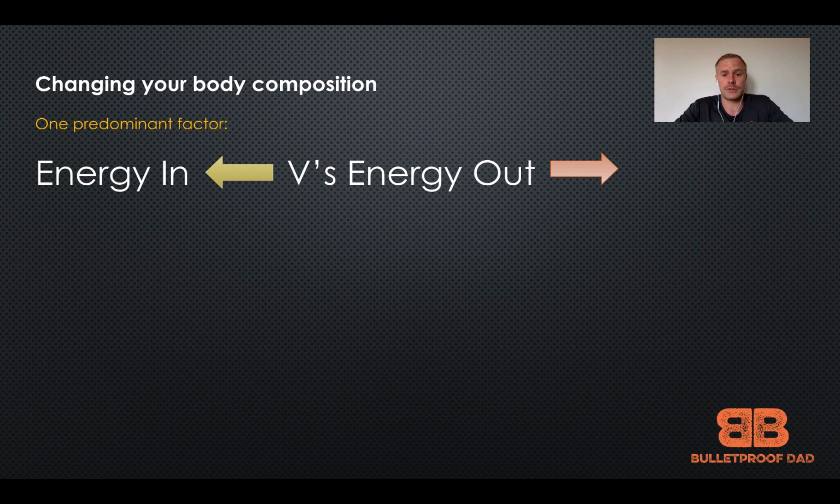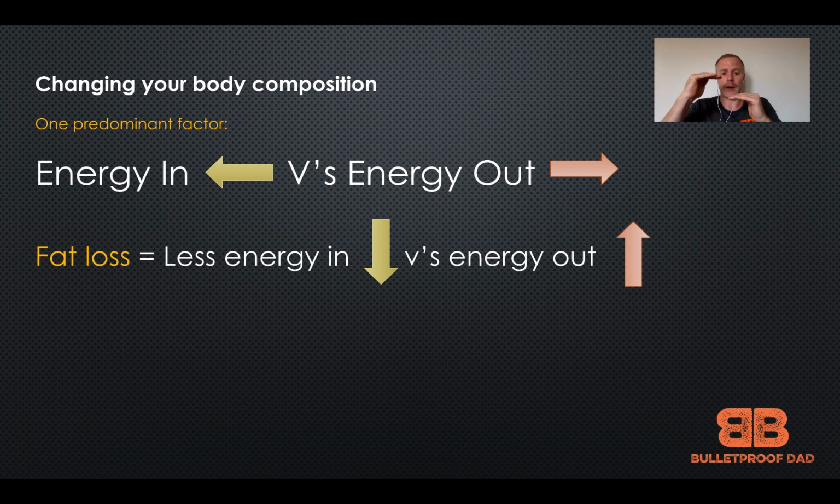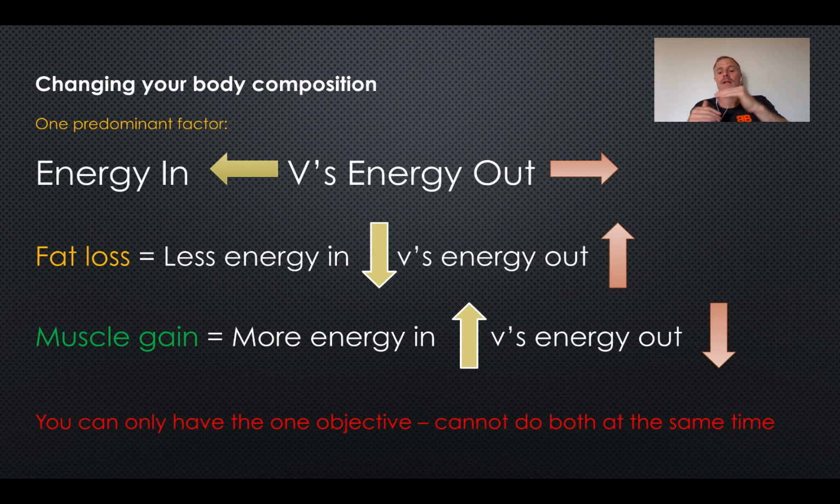For fat loss, we want to take less energy in than we put out. Then we're going to have a deficit, which means we'll use the energy within the system, which means we'll have a fat reduction. For muscle gain, we want to take more energy in than we expend, which is obviously going to create a surplus, which will allow us to build on top of the body.